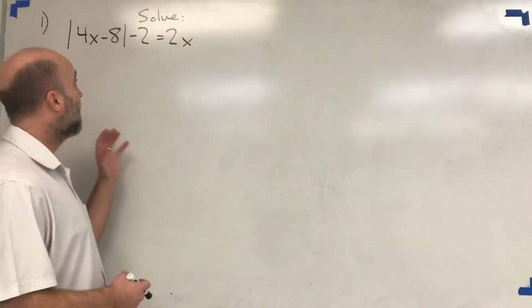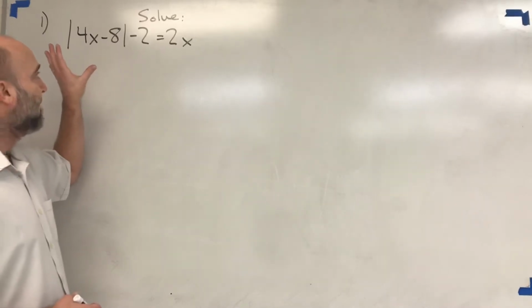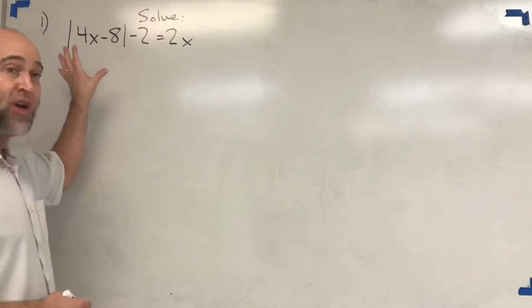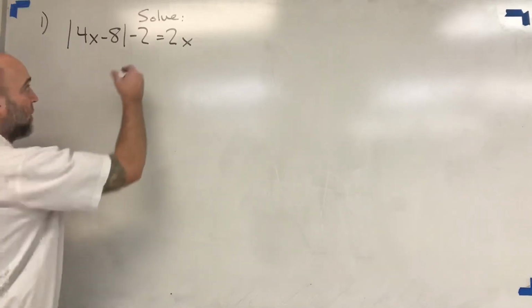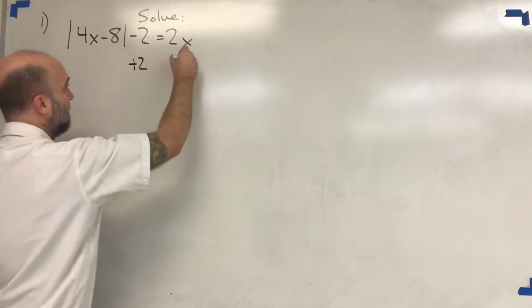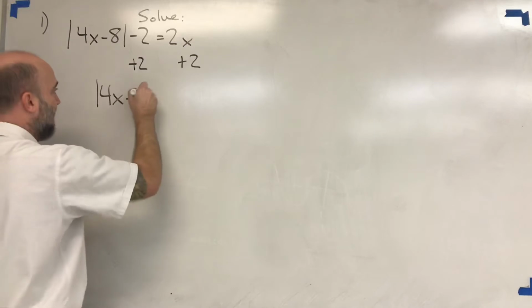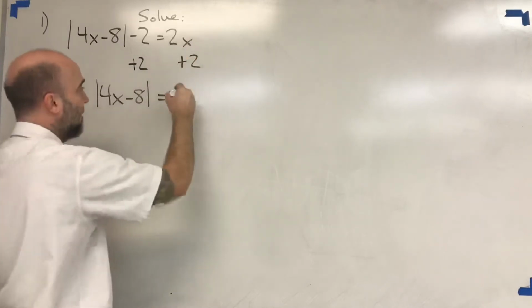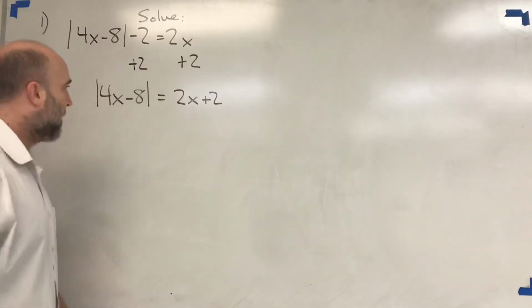The trick to remember on these is when you only have one absolute value, it's important to keep that absolute value on one side and to isolate it. So we solve for the absolute value. To solve for the absolute value here, I'll go ahead and add 2 to both sides. I get 4x minus 8 in the absolute value signs equals, remember these are uncommon terms, so I'll call that 2x plus 2.